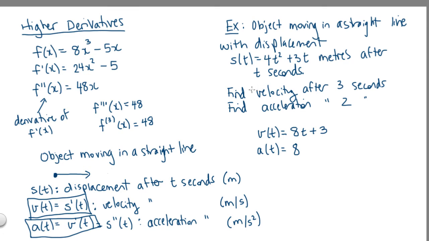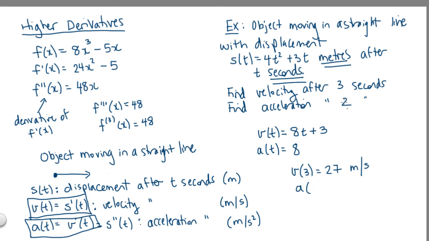So to solve the problem then, we want the velocity after 3 seconds. We'll go back to our velocity function here and plug in t equals 3. Okay, that gives us 27. And in this type of problem, because the units, meters and seconds, were stated in the problem, we should include units in our answer. Velocity is going to be measured in meters per second.